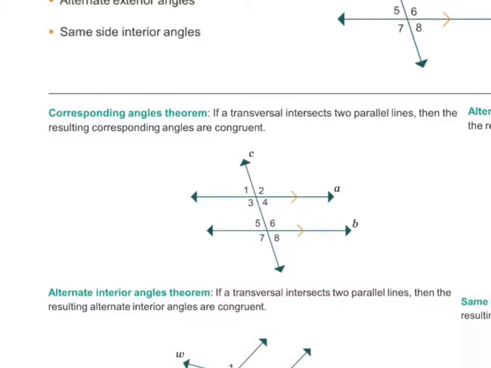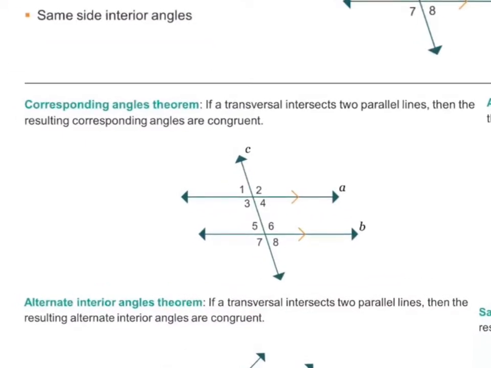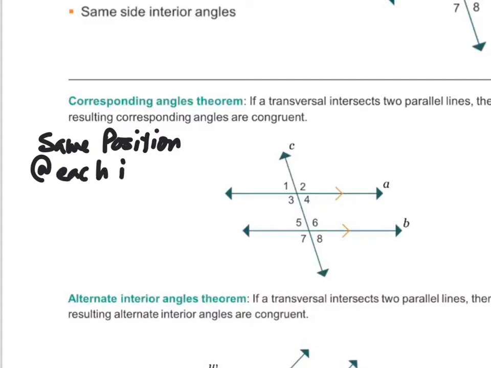The first one we have is the corresponding angles theorem. When I'm talking about corresponding angles, remember they're in the same position. So I'm going to write this: corresponding angles are in the same position at each intersection.